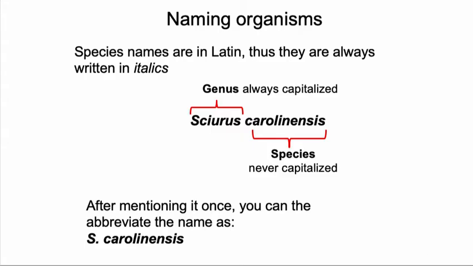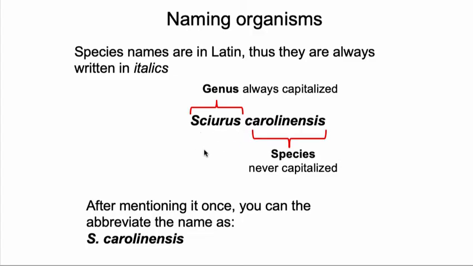The first part is the genus, which is always capitalized, and the second part is the specific species. Both together are the species name. So whenever you have a species, you have two parts, the genus part and the specific species part. And sometimes you can see the genus is abbreviated where only the first letter is kept and then the species name is spelled out. This is the species name for a squirrel.